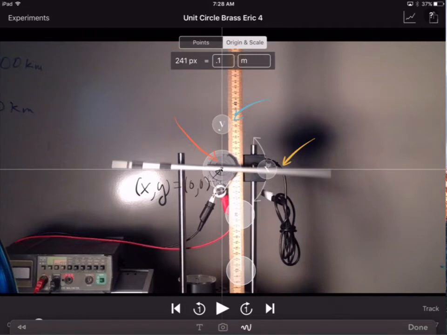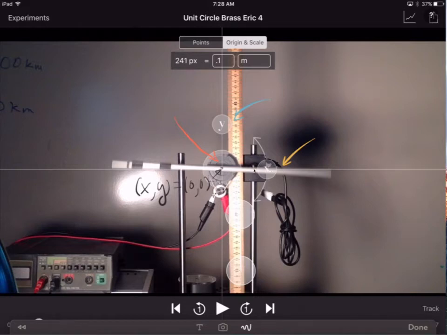So as we move out along the X-axis, it's going to increase. As we move up, it's going to increase as well. If we go down, it'll increase in the negative direction. If we go out this way, it'll increase in the negative direction for the horizontal axis.